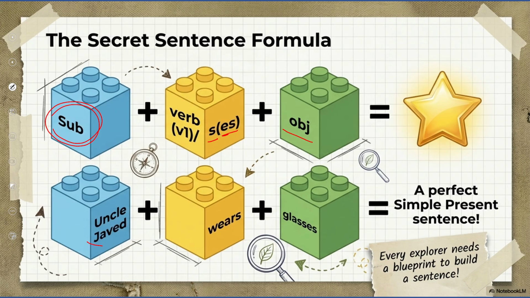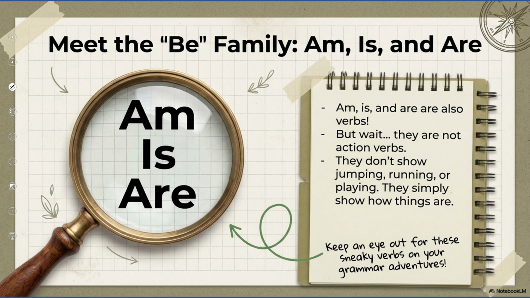For example, Uncle Javed is a subject and he is singular. Wear is a verb. Because it is a verb of a singular person, that's why we have added S at the end, and then we add the object. So this is a perfect example of present simple tense.